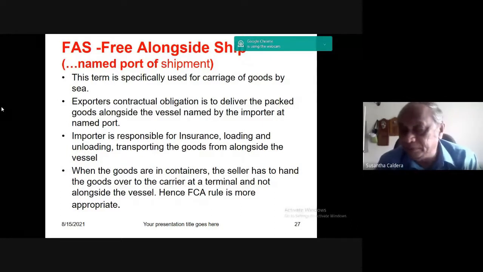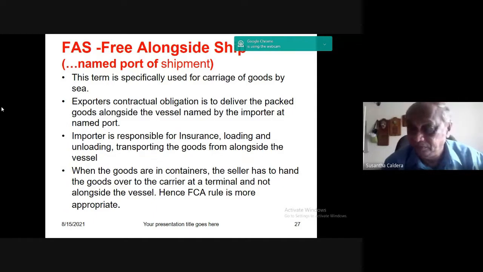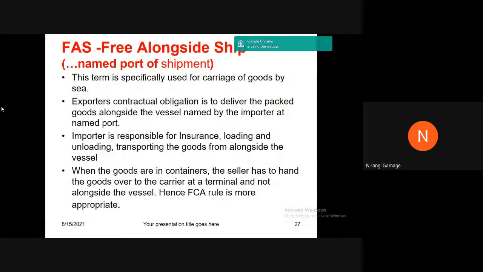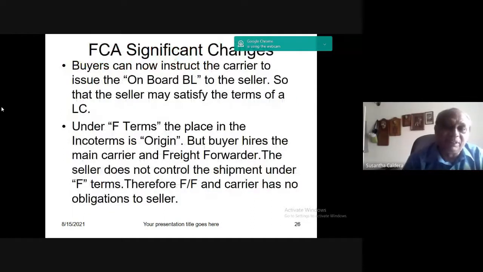Now tell me, under FCA, what is the place in the Incoterm? Destination or origin? Origin. Why do you say origin? Come on. It is an F term. Look at that. Under the F terms, the place in the Incoterm is origin.